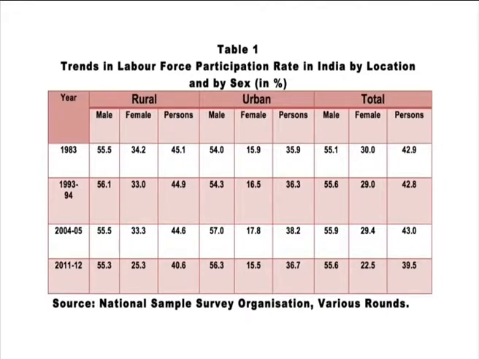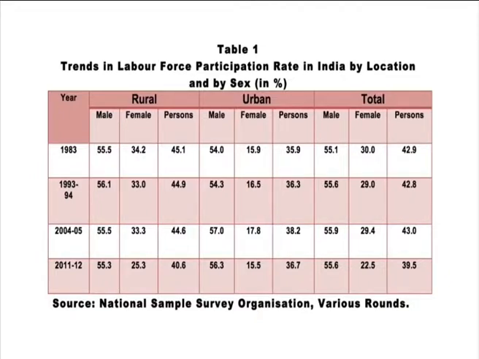The female labor force participation rate in the urban areas is much lower than that of the rural areas. Yet, the urban female participation in the labor market has varied between a narrow range of 16% and 18% and reached its lowest at 15.5% in 2011-12. But in rural areas, it has declined from about 34% in 1983 to about 25% in 2011-12.